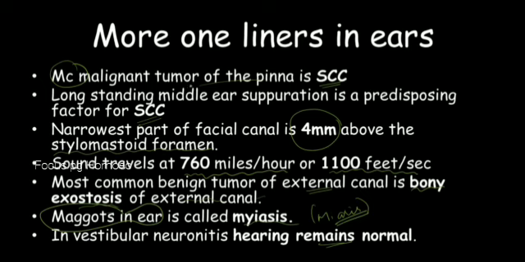So here, the most common malignant tumor of the pinna is SCC. If there is long-standing middle ear separation, that way it is predisposed to SCC. And the narrowest part of the facial canal is 4 millimeter above the stylomastoid foramen, and sound travels 760 miles or 1100 feet per second. Here it is per hour. Don't confuse. And the benign tumor of the external canal is bony exostosis of the external canal, and maggots in the ear is called myiasis, and in vestibular neuronitis, the hearing will be preserved normal. Okay.